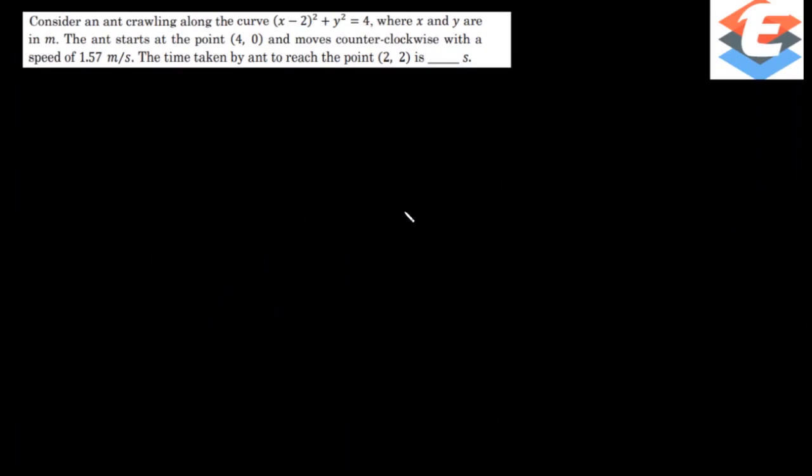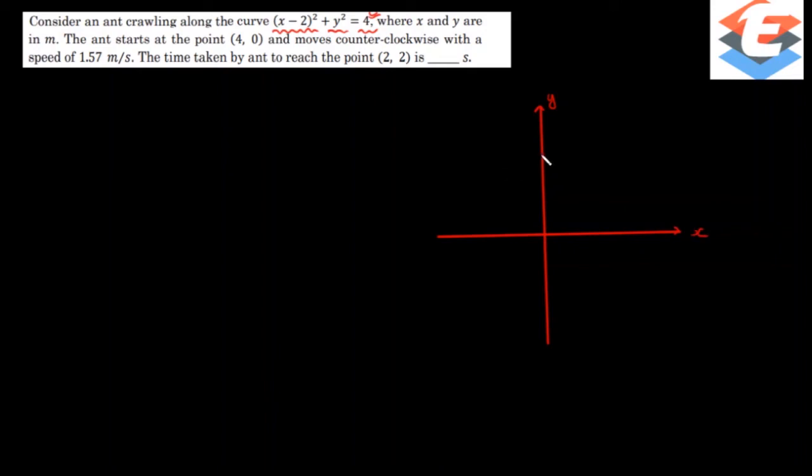So consider an ant crawling along a curve x minus 2 whole square plus y square is equal to 4. What type of curve is this? It is clearly a circle, right? Let me first plot down the coordinate axes. This is our y-axis, this is our x-axis.